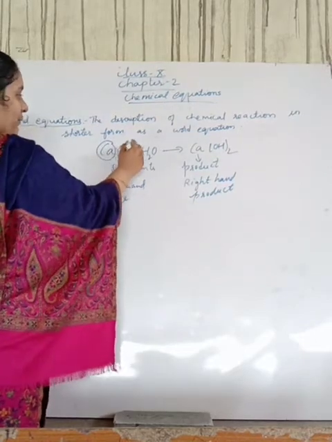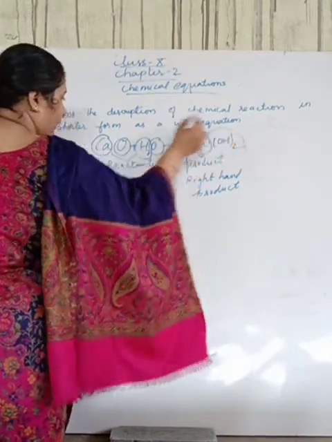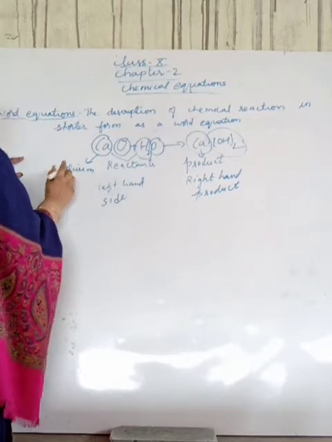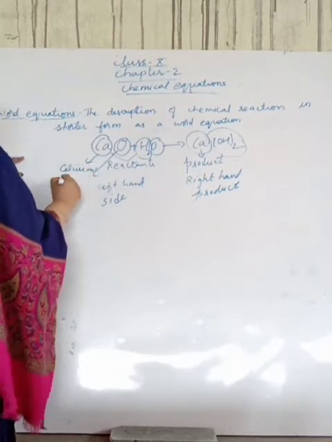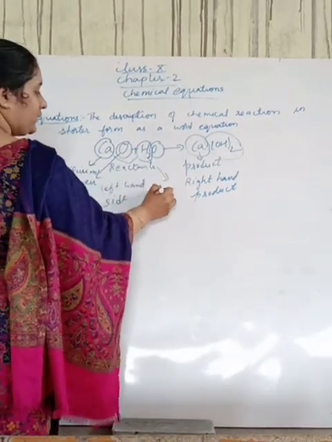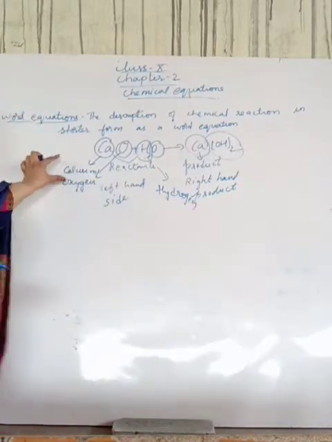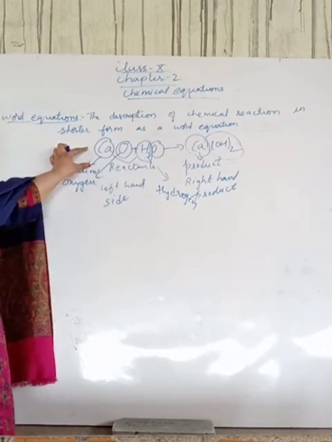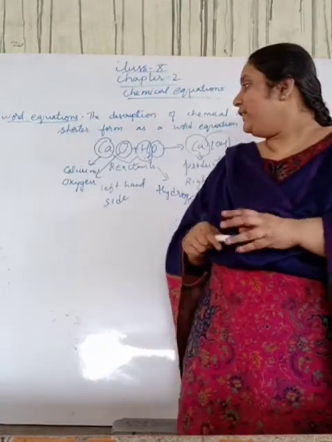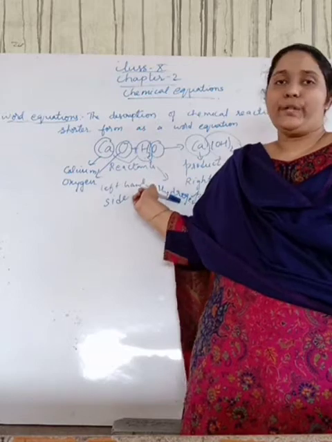Now here, any chemical equation can be written with symbols. These are the symbols of the reactants which undergo the reaction. The symbol of calcium is Ca, and the symbol of oxygen is O. So H2 is hydrogen, like this. Each element in a word equation is specified with its symbol in a chemical equation. Got it, students?